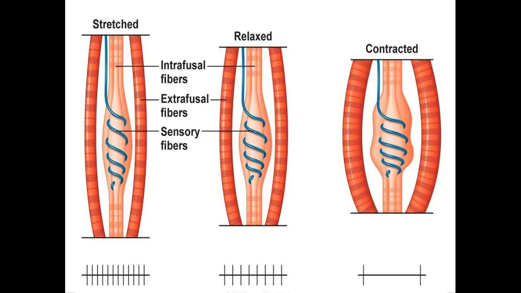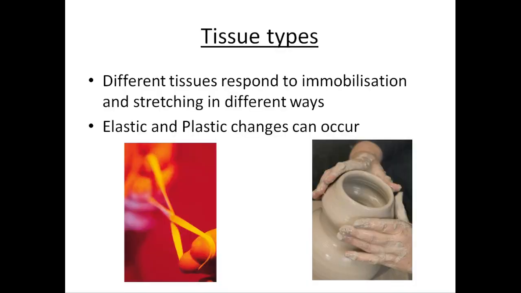So here we can see a muscle that's being contracted and a muscle that's being stretched, and in the middle it's relaxed. Tissue types. Different tissues respond to immobilization and stretching in different ways. So we've got plastic and we've got elastic structures.